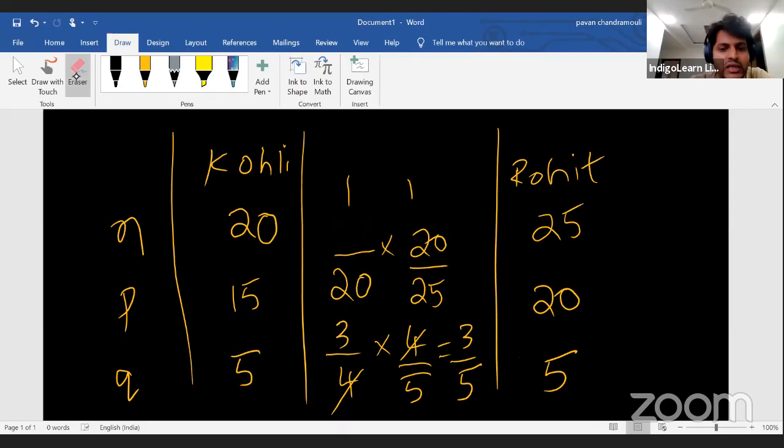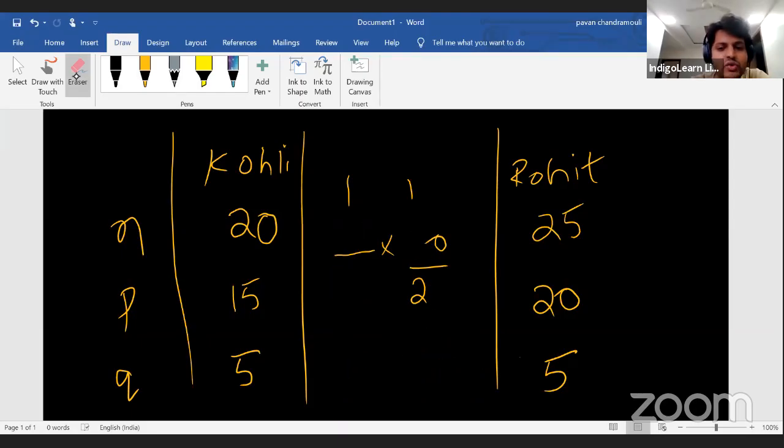Now someone asked me, what is the possibility that only one of them scores a century? Sir, can you please explain that? Yes, I'm very happy. The reason being that I did not specify who's scoring it. I just said only one of them should score a century.